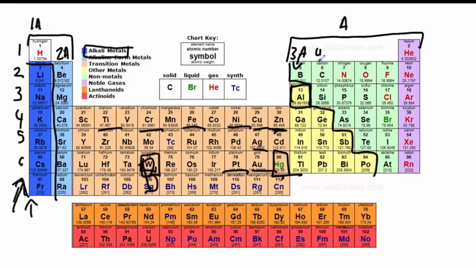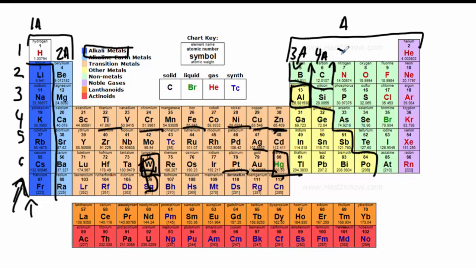Then we get to carbon in group 4A, 4 valence electrons. Carbon is important in the chemistry of life. Sugars, fats, proteins, these are all built on carbon. So basically everything in you that is not water has some carbon in it.